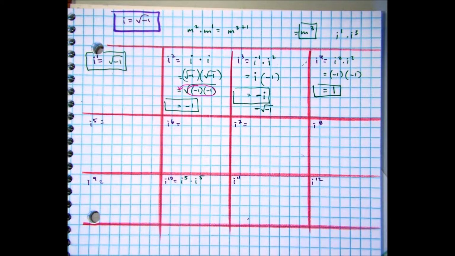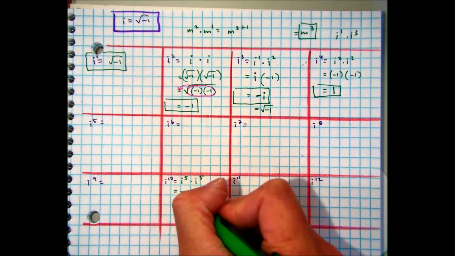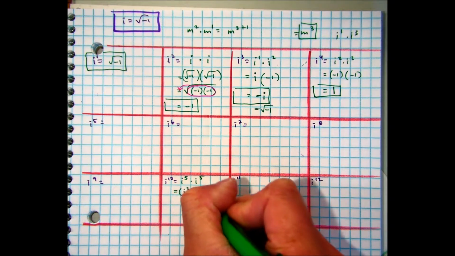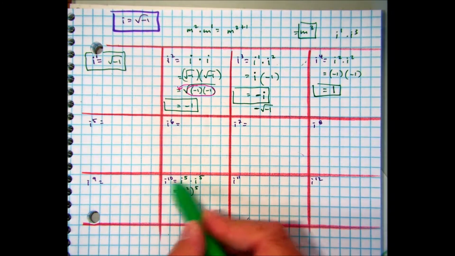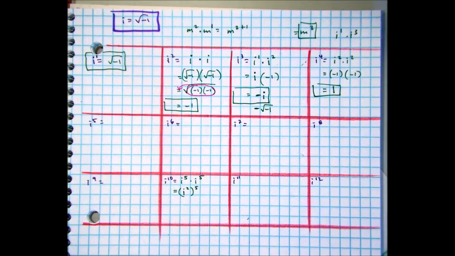Class, is that okay? Yes. Is it okay if I do something like this? i squared to the 5th power. Is that the same, class? Yeah. This would still give me i to the 10th, and this would still give me i to the 10th.